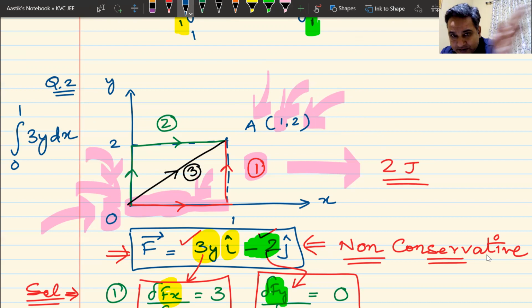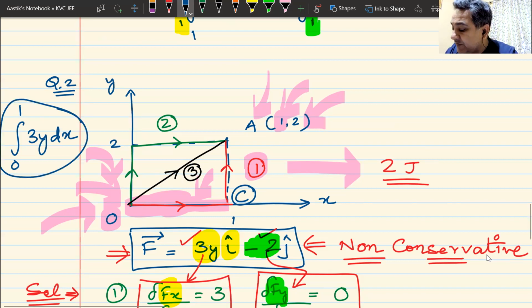I have to look at the entire path. Now, just for your understanding, I break this path with one more point. I put a point C here. So basically I'm going from O to C, then from C to A. And in that path, I have to find the integral of 3y dx. Yes or no? We understand this? So basically I have to go horizontal, then vertical. So far, so good.